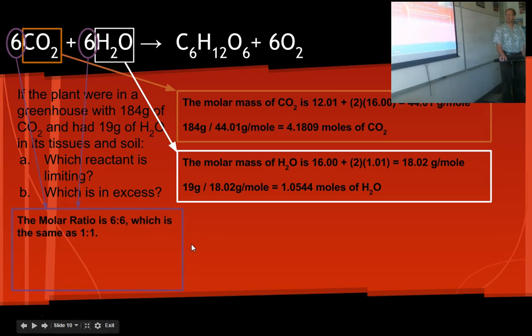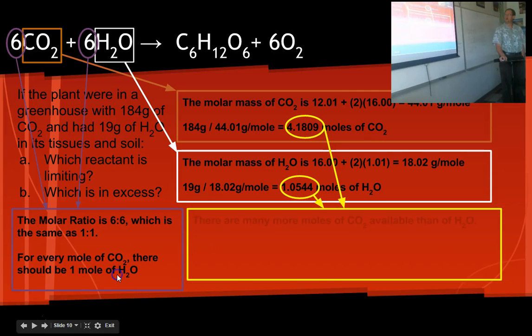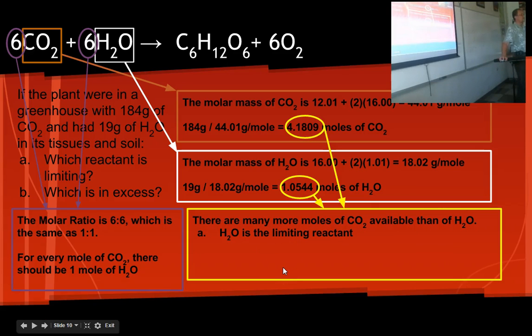Okay? The ratio is 6 to 6, which is the same as 1 to 1. For every mole of CO2, there should be 1 mole of water. There is not. There are many more moles of CO2 available than water. And so water is my limiting reactant. I'm going to run out of water before I'm going to run out of CO2. And CO2 is in excess.